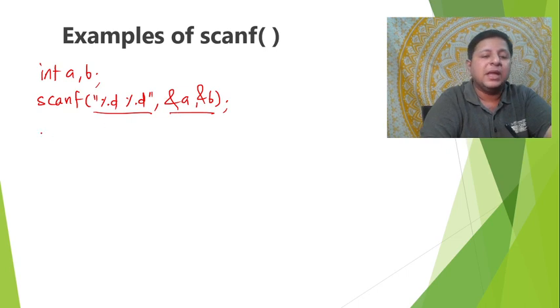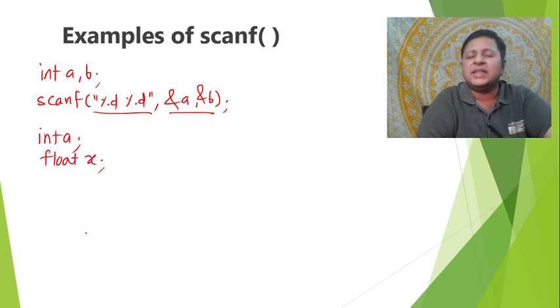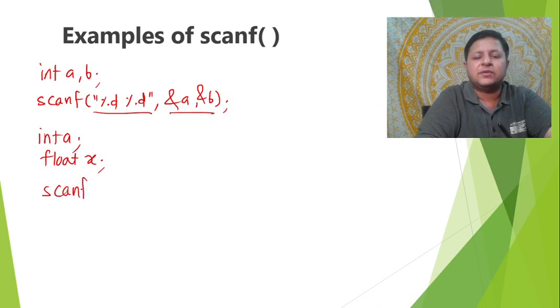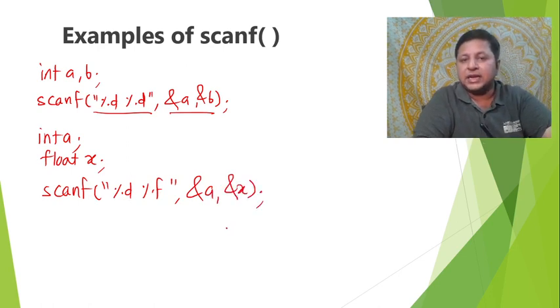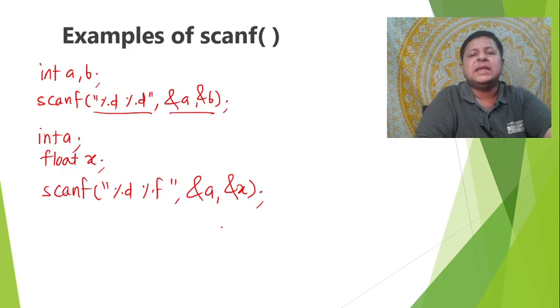Now suppose I want to read one integer, int a, and another one as a float x. Can I read them simultaneously? Yes, you can. I can very well write scanf("%d %f", &a, &x). Now, this sequence obviously is very significant. The first one I'm expecting is an integer, and the next one is a float, so it has to be &a and &x. Clear? That's how you'll be able to work with scanf.